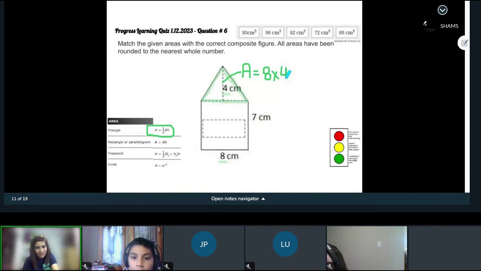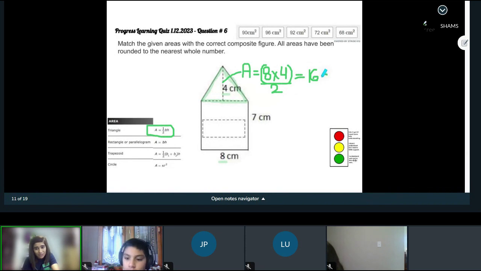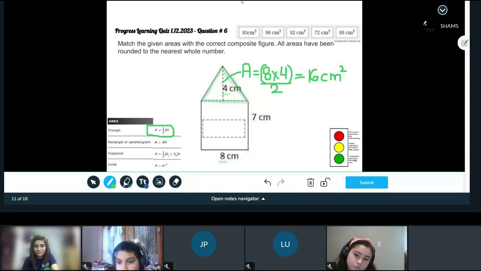Then because it has a half in front of the formula, I will get my answer by dividing this 32 by 2. That gives me an area of 16. Any questions on the triangle?